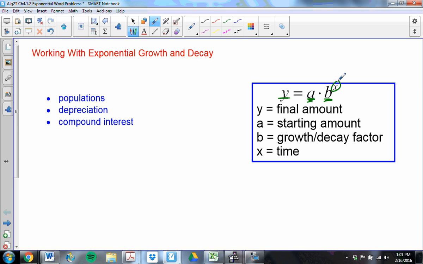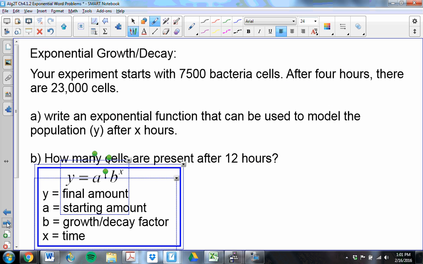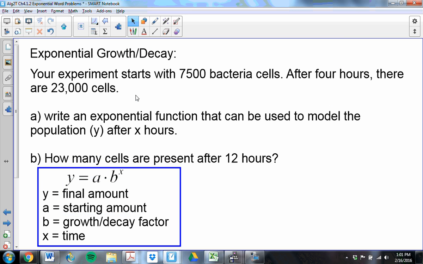And an X could also be a T. It usually stands for time. Most of these things are amount over time type problems when they come up. Not always, but typically. So here's an example of exponential, well, let's see if it's growth or decay. Your experiment starts with 7,500 bacteria cells, and after 4 hours, there are 23,000 cells. So it's clearly growing over time. As time goes on, things get bigger, so we have growth. So our b value should be greater than 1.